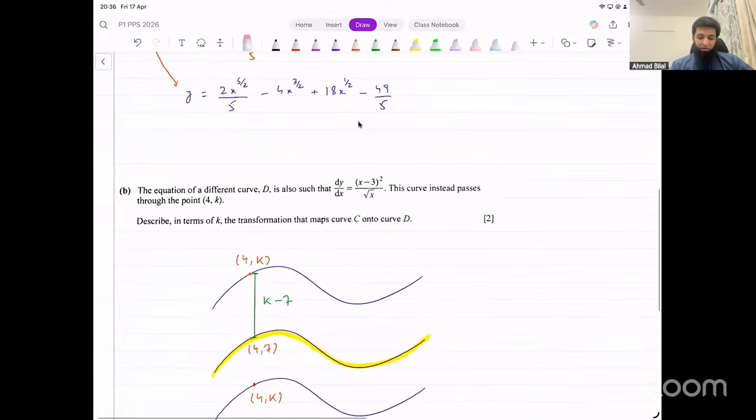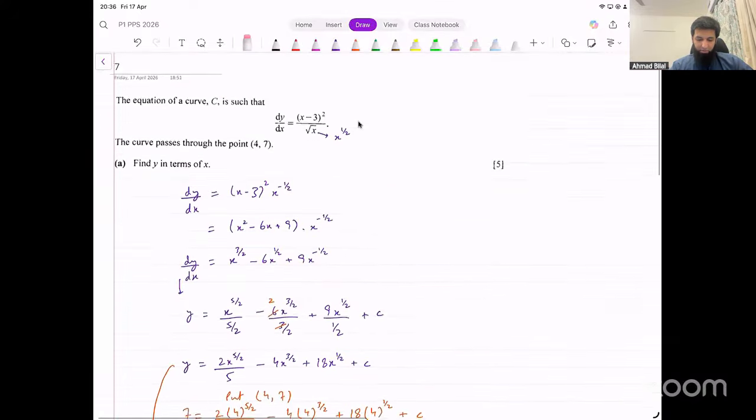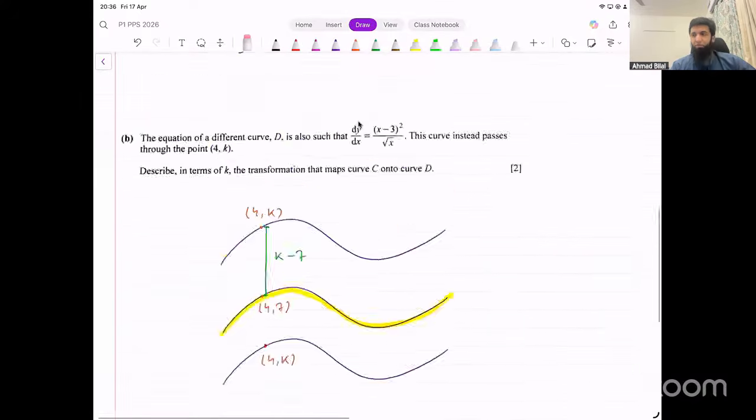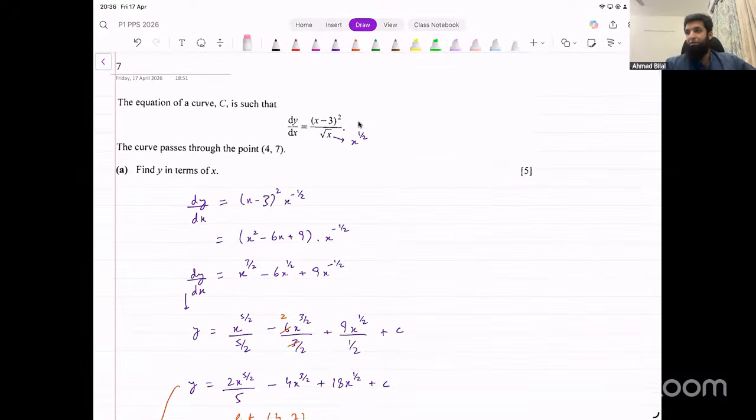Now this was a bit tricky, this part B. That was question number 7. Let's move on to the next one now. We don't have the other papers, unfortunately. We don't have the other papers yet.